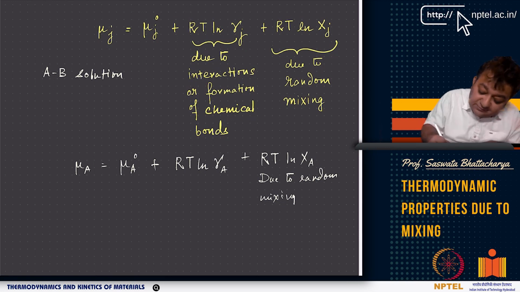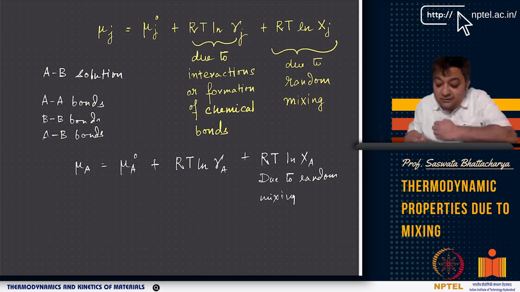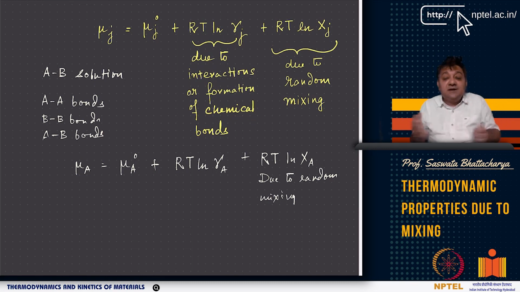If I consider only pairwise bond formation, then you can have AA bonds, BB bonds, and also AB bonds. All of these bonds can form, and these bonds are the interactions, the formation of chemical bonds. This RT ln gamma J for the component J is due to the interactions between A and A and B and B.